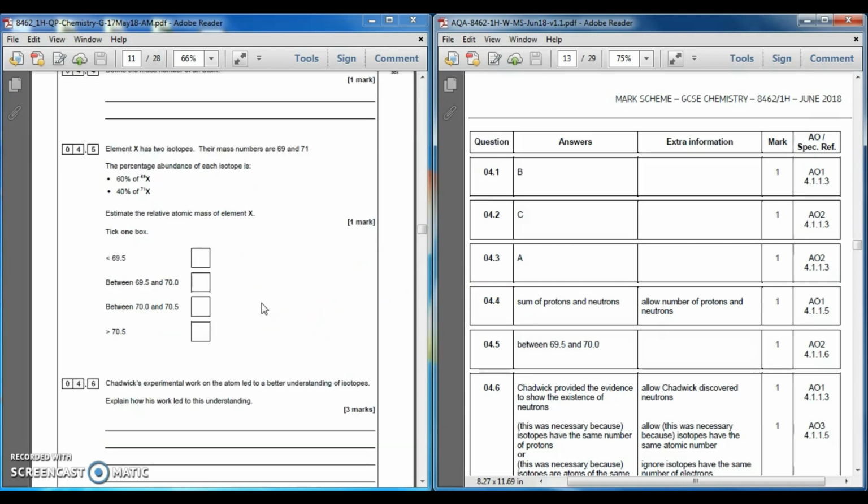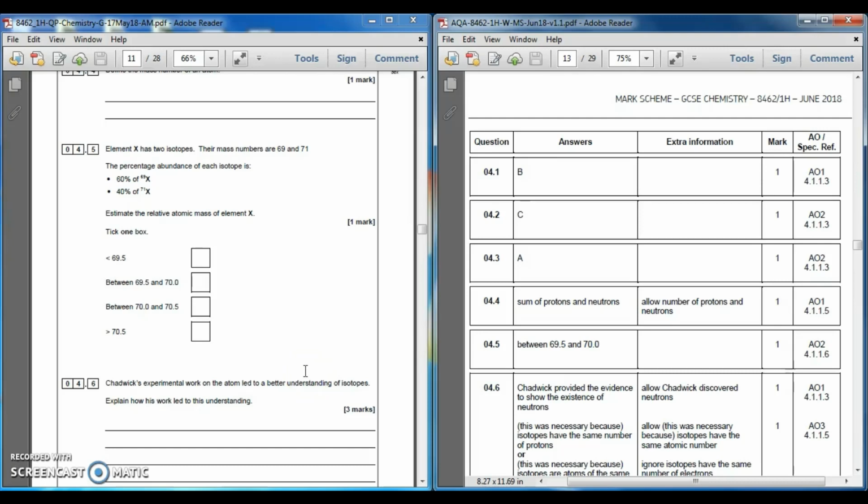For 4.5, the question's being quite nice and asking you to work out the exact number. People did show me that they could do that just to check what the answer should be. There's two isotopes, a 69 and a 71. If there was 50% of each, you'd expect it to be bang in the middle on 70. It's not. There's more of the 69, so it's closer to 69 than 70, so you'd want to take the second box down to get the mark.